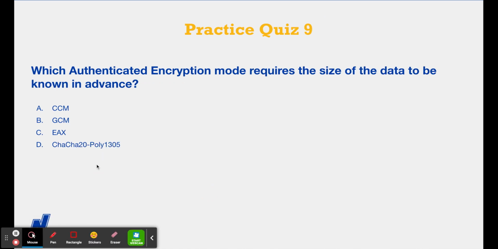Perfect. Let's get on to the next one. Which authenticated encryption mode requires the size of the data to be known in advance? Is it the CCM, GCM, the EAX, or the ChaCha20? For this one, the correct answer is A. The CCM mode requires the length of the data to be known in advance. This is a unique characteristic of the CCM, making it suitable for certain applications, but less flexible than some other modes.